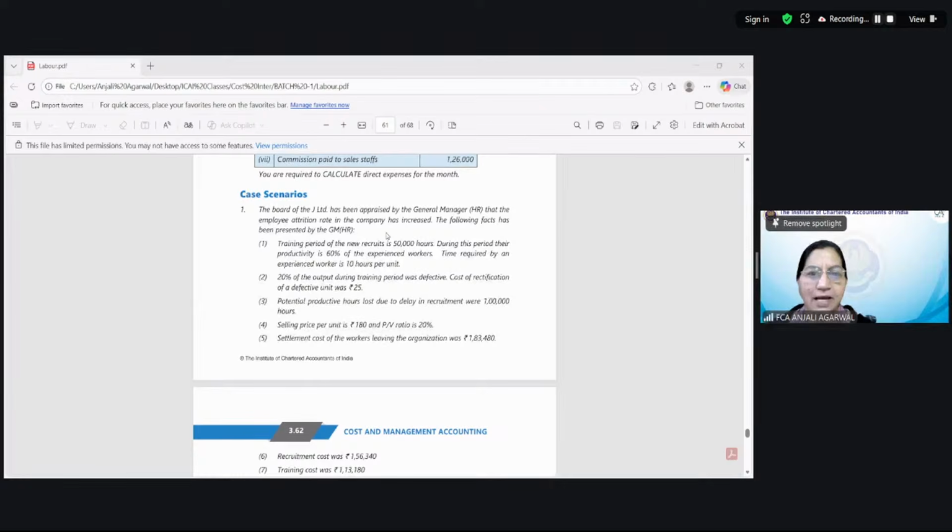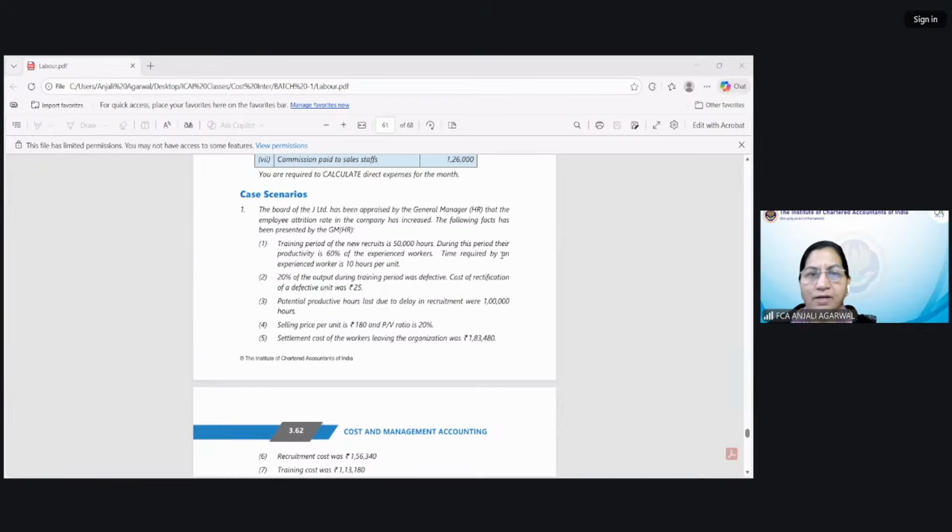The following facts have been presented by the general manager HR, which says that the training period for the new recruits was 50,000 hours. And during this period, the productivity is 60% of the experienced workers. So there were 50,000 hours during which the workers were only 60% productive. From here, we can say that 50,000 into 60%, that means the output that was achieved was only of 30,000 hours. And that means 20,000 hours are lost here.